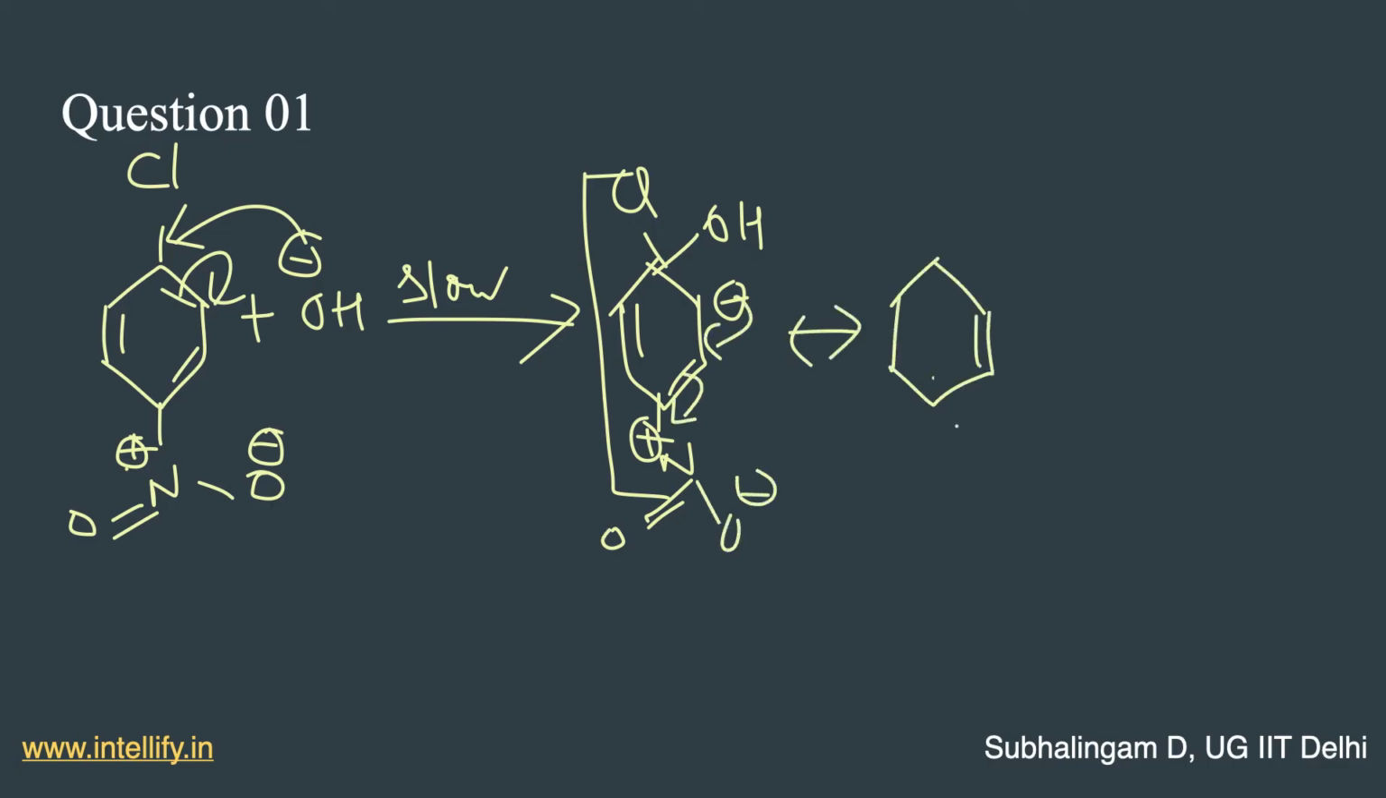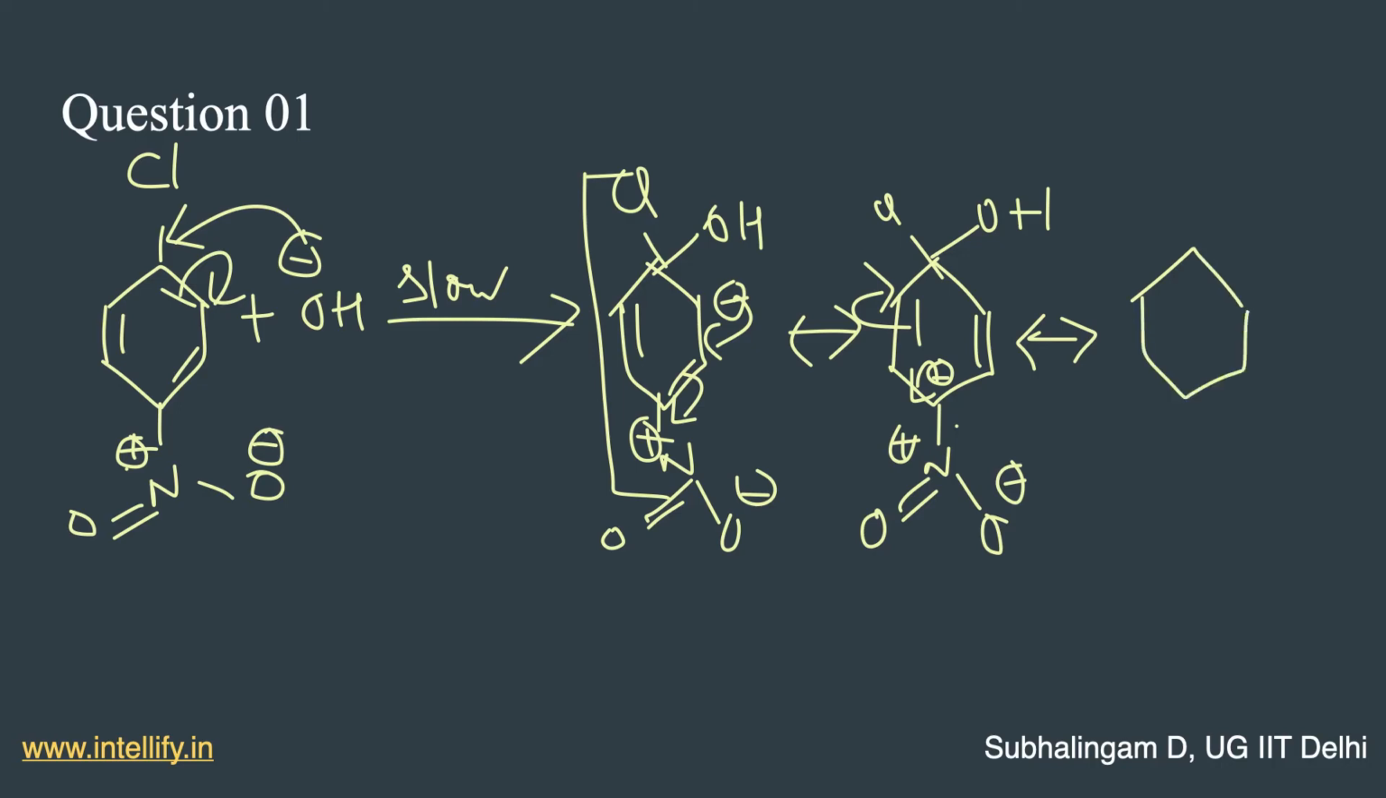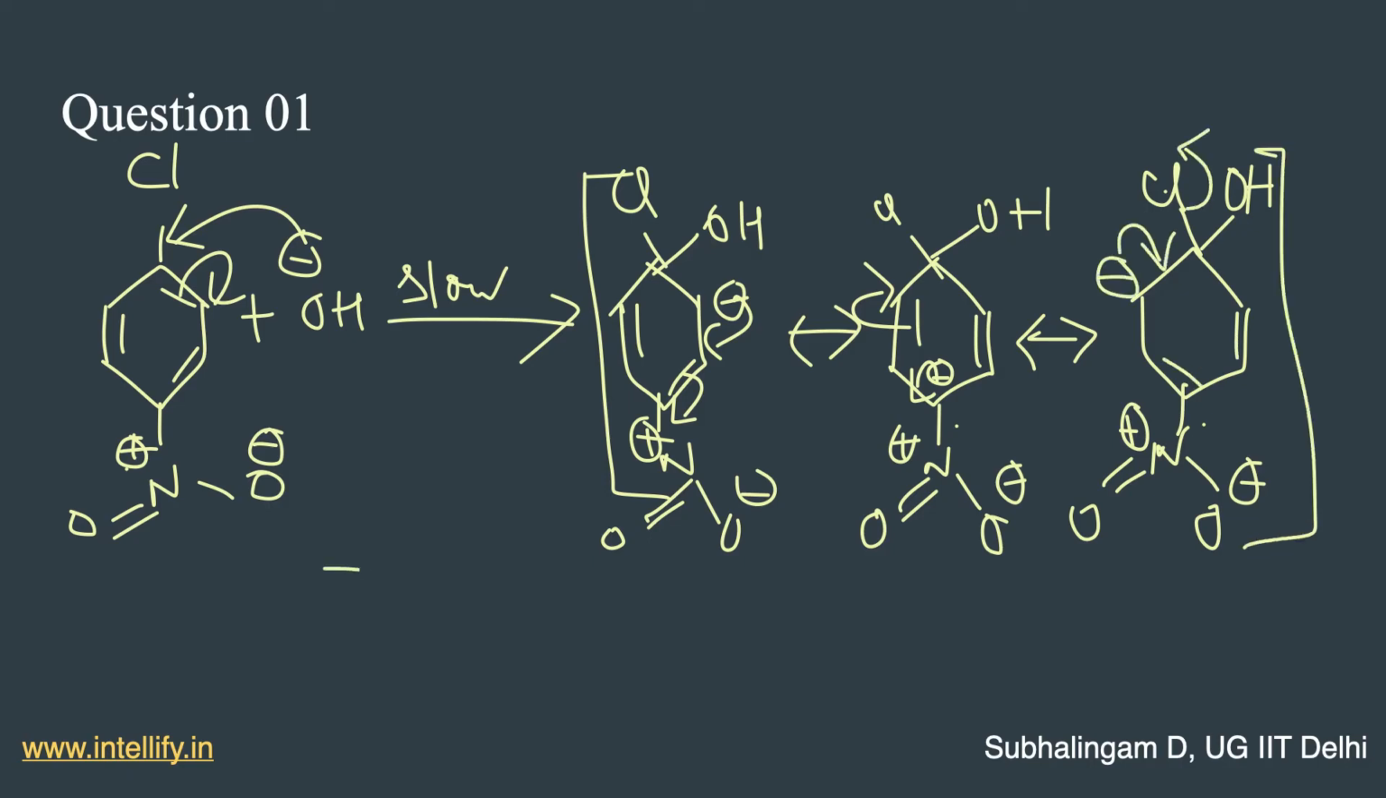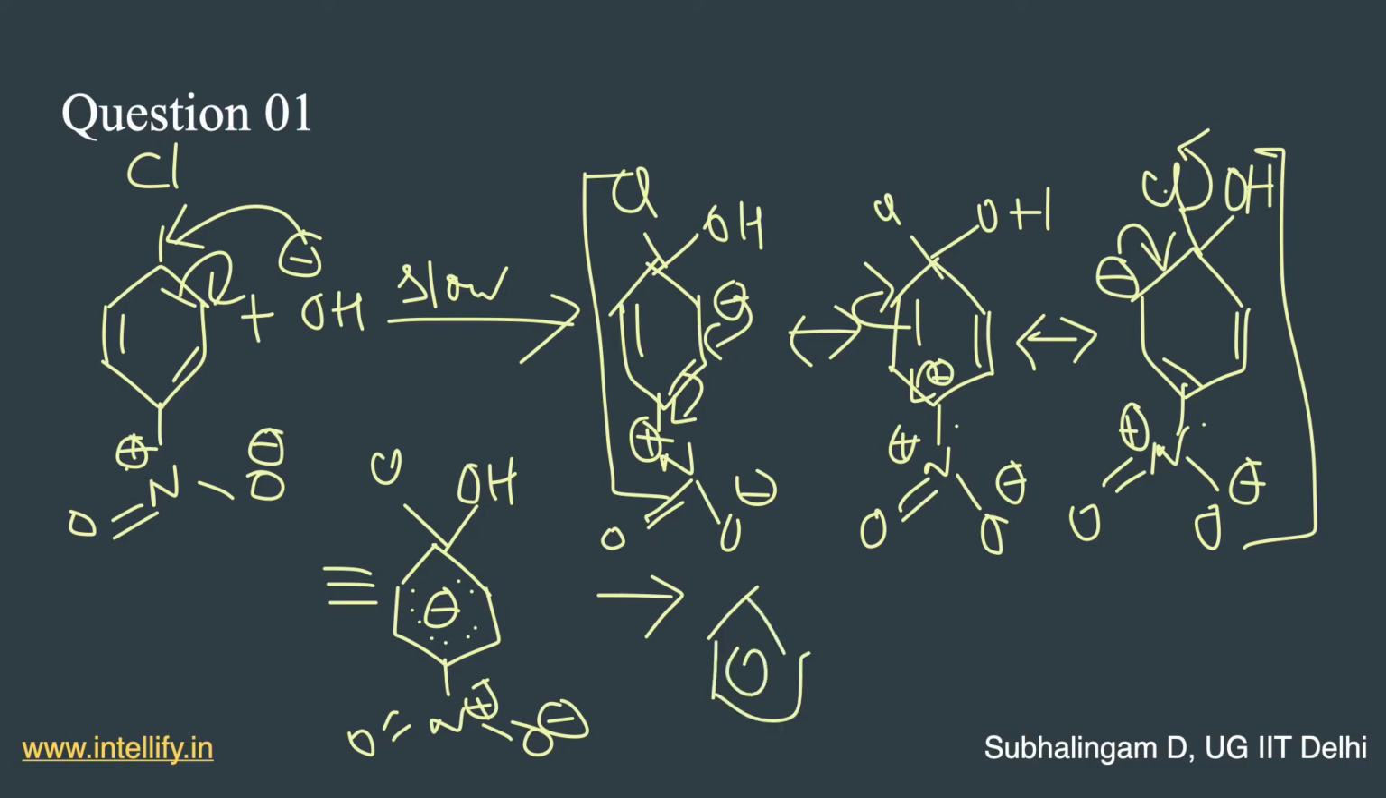This can again get resonance. We can draw another canonical structure for this, something like this, and we can draw one more. So we have 3 possible canonical structures or resonating structures. So this is equivalent to this structure, and finally thus chlorine is expelled out. You observe that the negative charge is going on the ortho position, then the para position, then on the other ortho position, and then chlorine is expelled out.